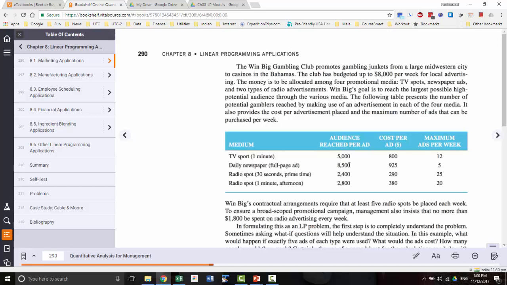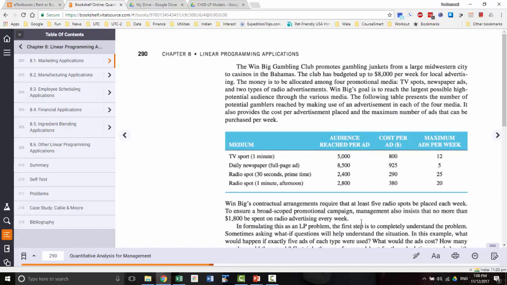Again, what is the audience reach, what's the cost, and how many times we can run it at the maximum? Third, a radio spot, 30-second spot, prime time, with the data related to that. Fourth, a radio spot, 1 minute in the afternoon. What is the reach, what is the cost, and how many times you can run it at the maximum in a week?